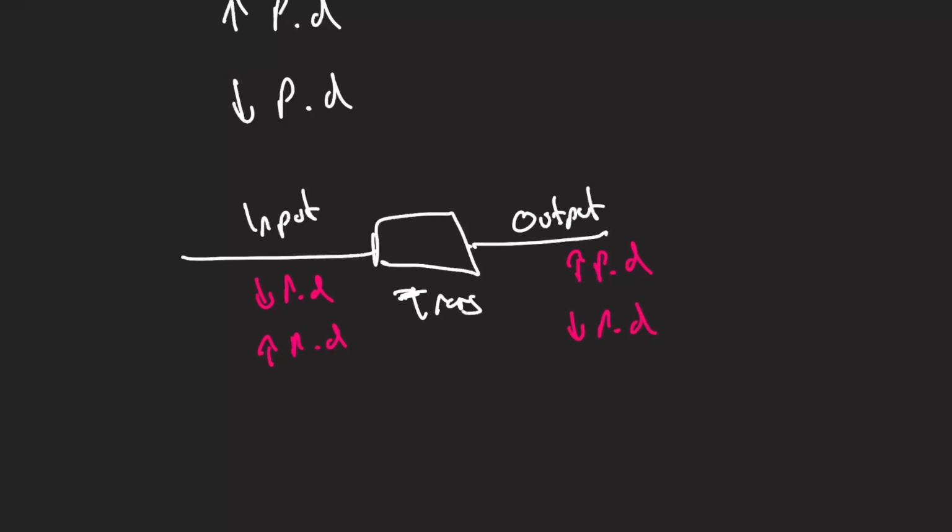Very simple, very high level. That's what the transformer does. It transforms our electricity supply into something with a higher or lower potential difference. There are two types: one that steps it up to a higher potential difference, called a step up transformer, and one that steps it down to a lower potential difference, called a step down transformer.